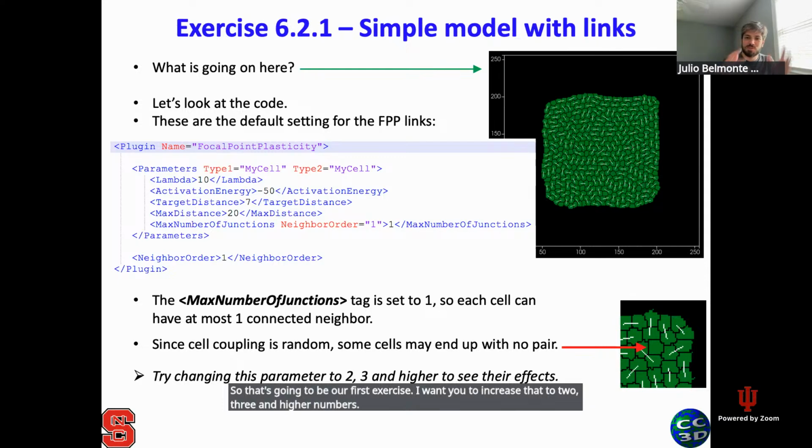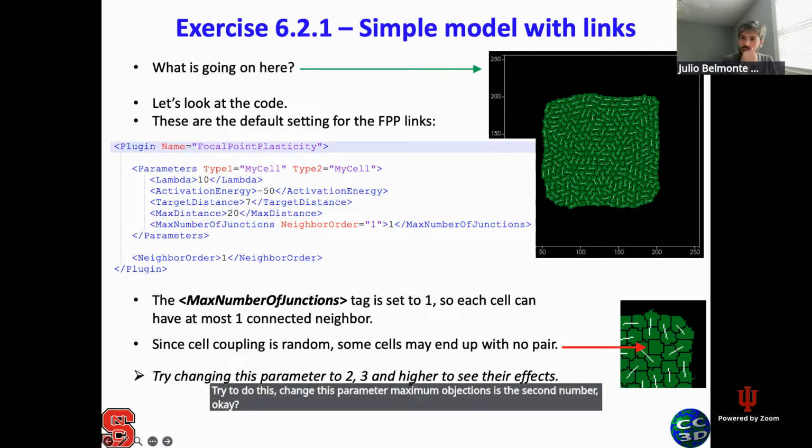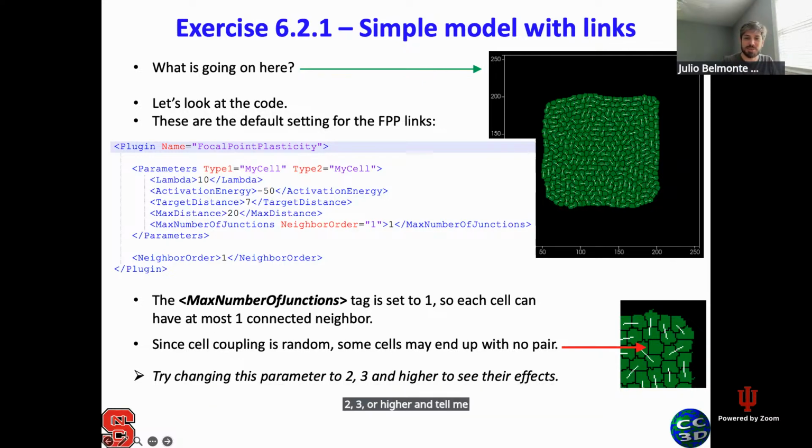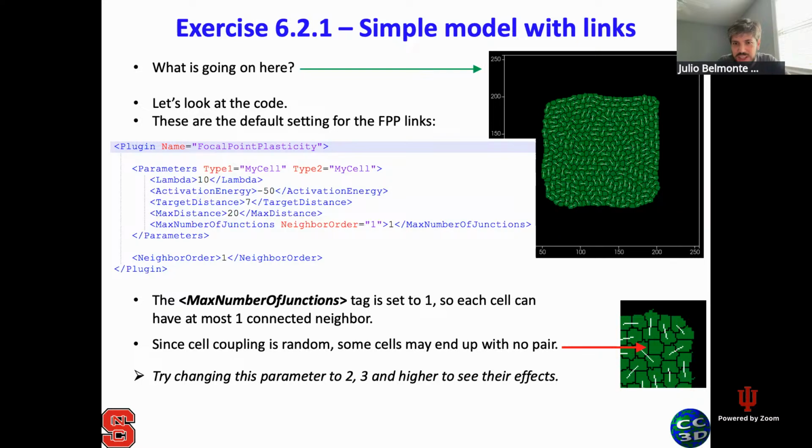Let me now place in the chat what kind of link topology you see in your simulation. Please try to do this. Change this parameter, maximum junctions is the second number, to 2, 3, or higher, and tell me how it looks. All right, Vargas, share something. Let me look at your image, let me make it bigger. It seems that you set the number to 2. Every cell can have at most 2 links. Is that correct? Aritra also set to 2.